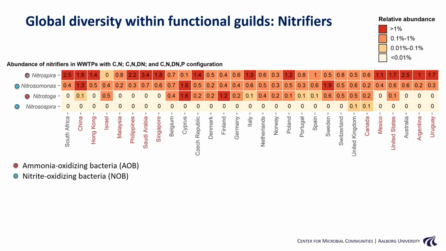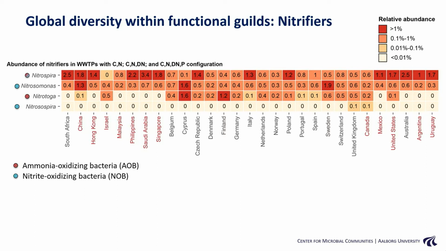So what we really want to use this database for is to look into, for example, the global diversity of specific functional guilds. So for example, looking into the nitrifiers, which are removing nitrogen in the wastewater treatment plant. So we have ammonia oxidizing bacteria. So we have traditionally the Nitrospira and the Nitrotoga who can do that. And we can see that it's mostly this Nitrospira which are in the system here, whereas Nitrotoga seems to be specific for certain countries. So it seems to be especially abundant in Europe here, whereas in Asia it's not that important, and in South America it's not important either.